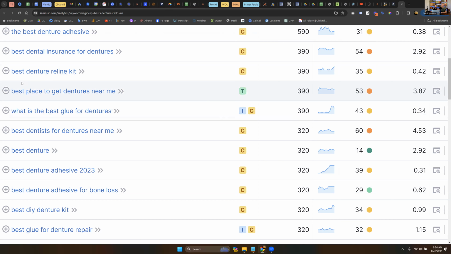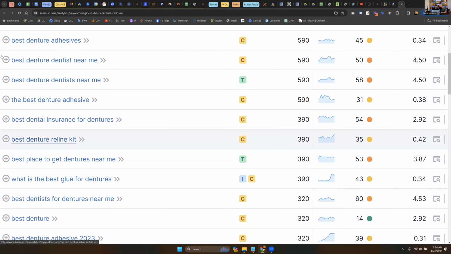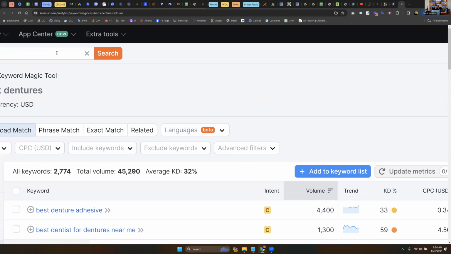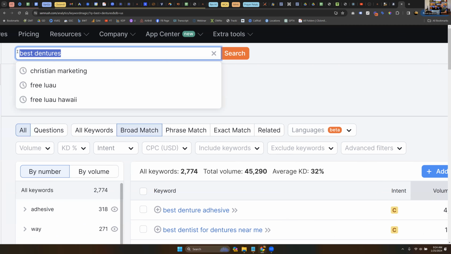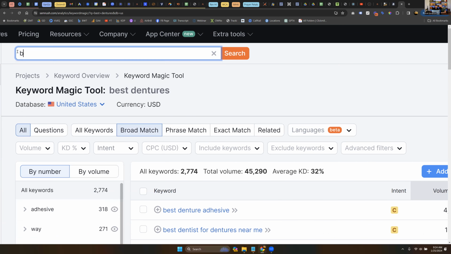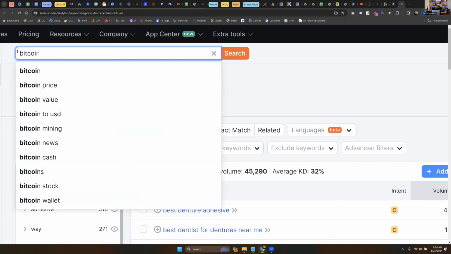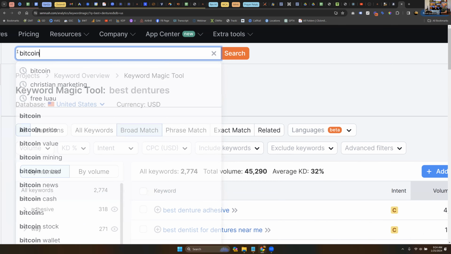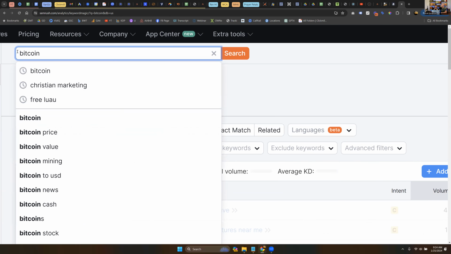So like Bitcoin, that's a one word keyword. Let's look it up. I'm never going to start a website, I probably never work on a website that's going to go after this keyword, right? In the entire span of my business at ClickMill, we've only targeted one single word keyword, because it's so vague and you have to be such a huge industry expert online. You're just never going to rank for it.